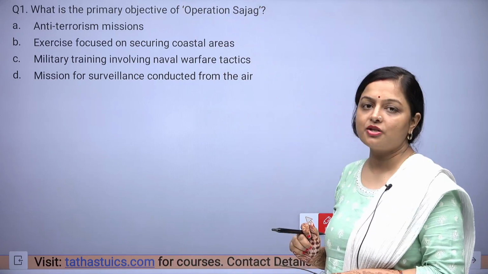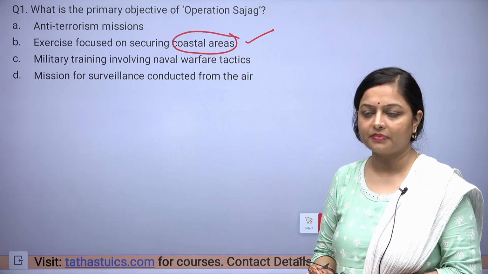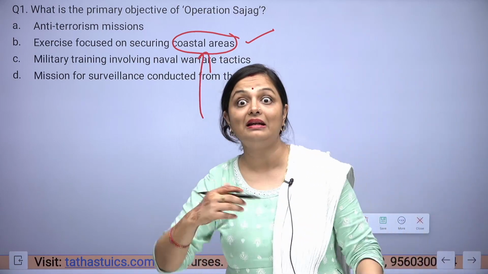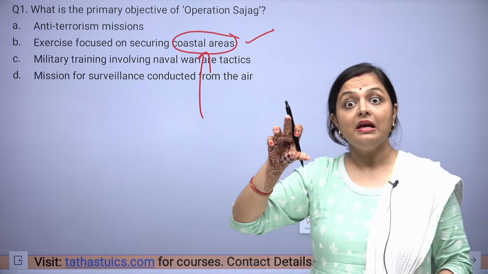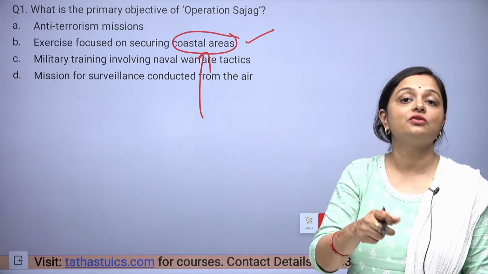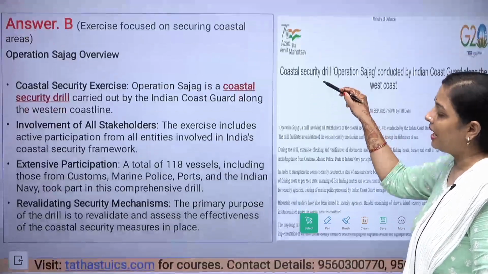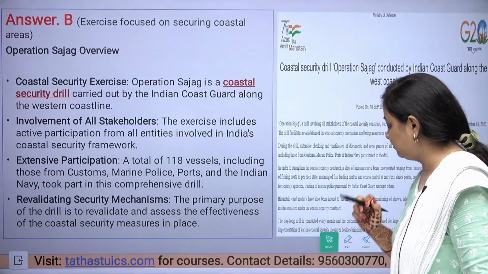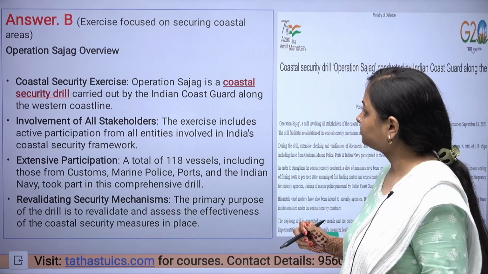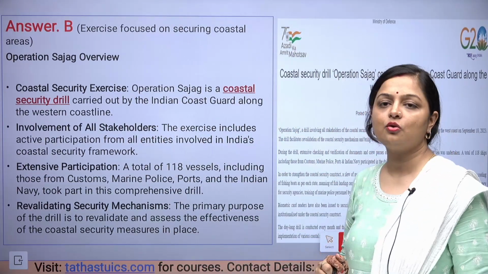So the answer of this question is option B, in order to secure the coastal areas. Okay, so the focus over there on the coastal areas actually increased. We were doing it earlier also, but we started focusing a lot on the security of the coastal areas after the incident of 2008. Okay, I hope that all of you can remember Kasab and his team entered Mumbai from the coastal region only. So answer is B, that is Operation Sajag is about coastal security.